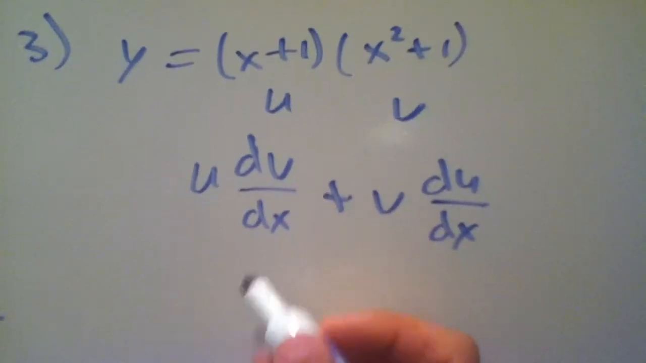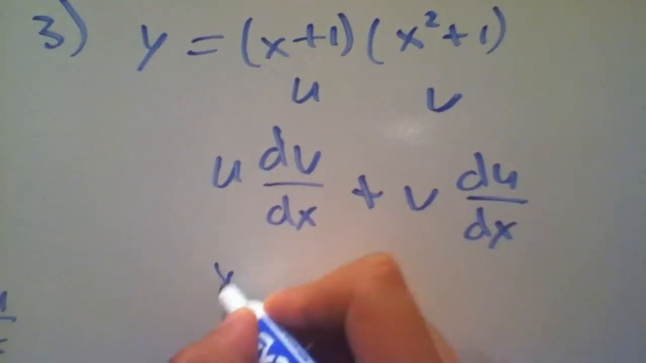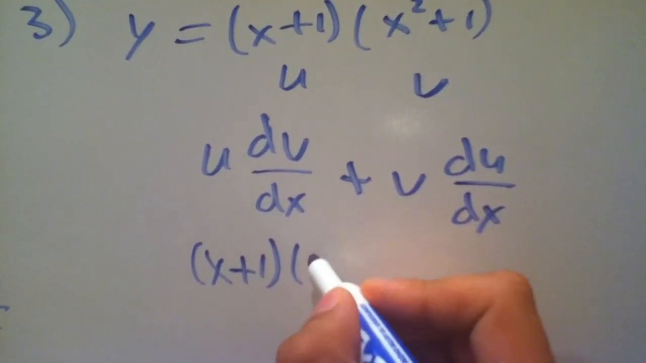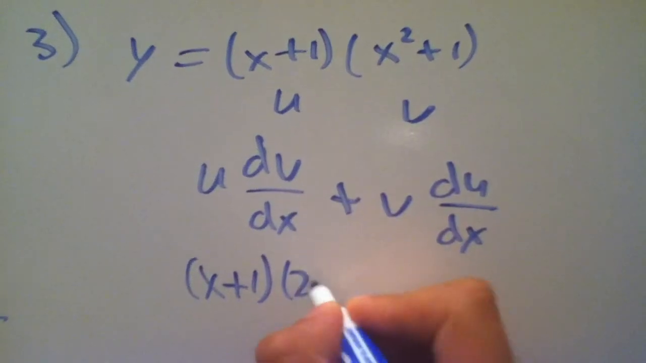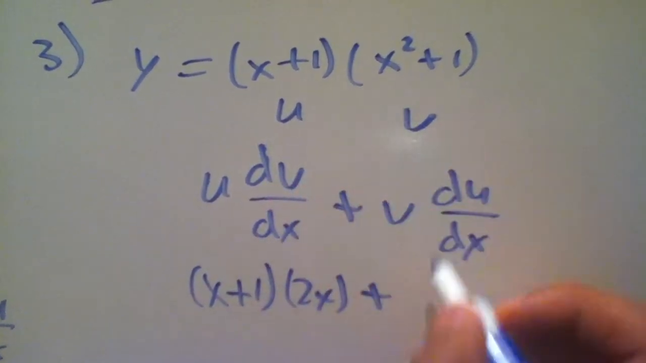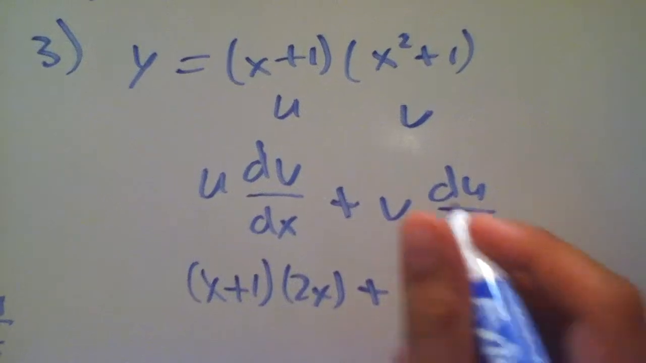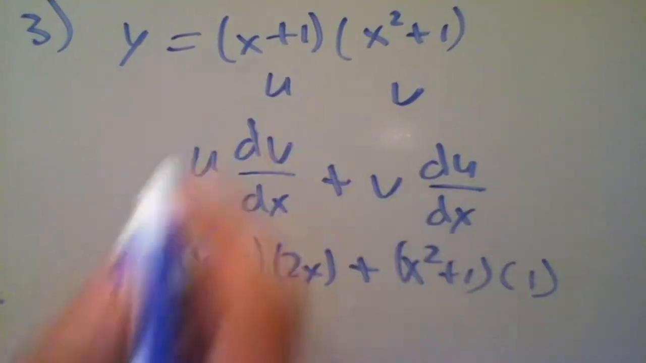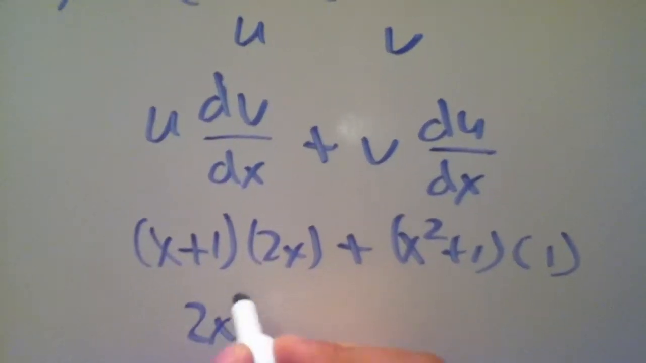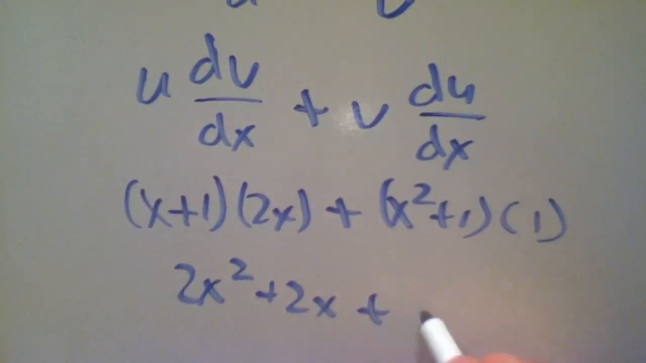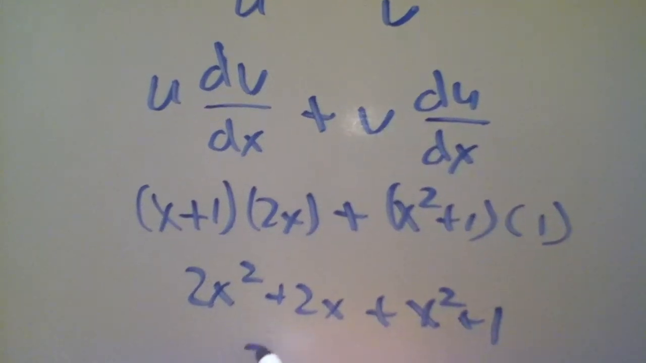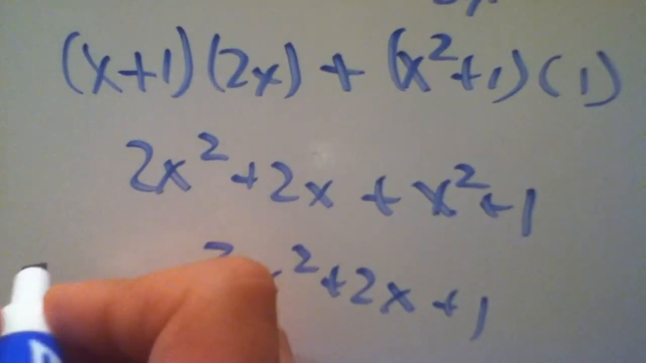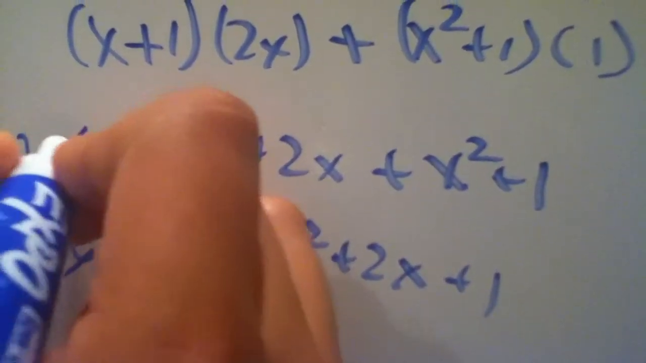So in this case, u is x plus 1. The derivative of v is 2x, and we'll add it to v, x squared plus 1, times the derivative of u, which is just 1, because that's a constant and the derivative of x is 1. And then we get 2x squared plus 2x plus x squared plus 1, which is 3x squared plus 2x plus 1. And this would be y prime.